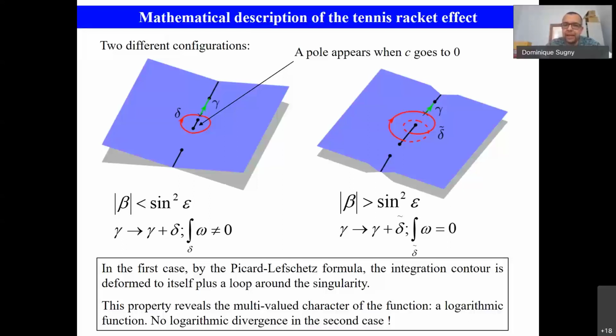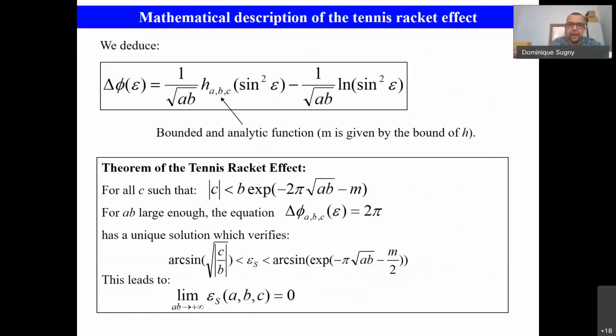I think we can explain this classical phenomenon in terms of a singularity of a complex phase space, in terms of a singularity of a Riemann surface. In particular, this singularity corresponds here to a pole which appears when C goes to 0. And by using the Picard-Lefschetz formula, which is a very well-known formula in complex geometry, we arrive at the following expression, which is exact, for delta phi, which can be written as a function of a bounded function.